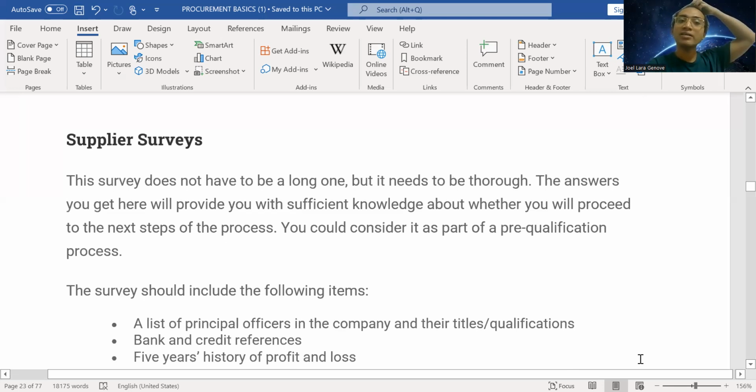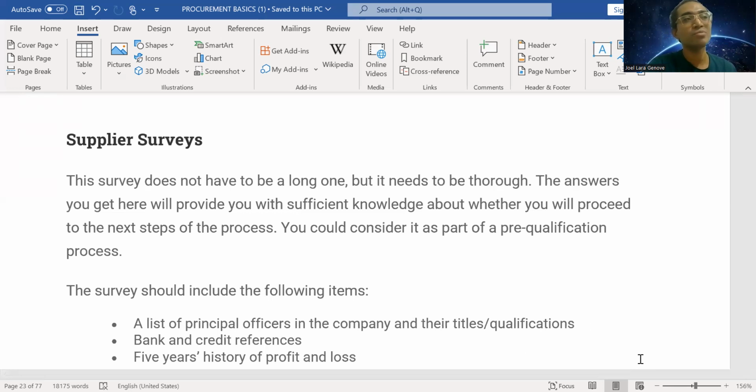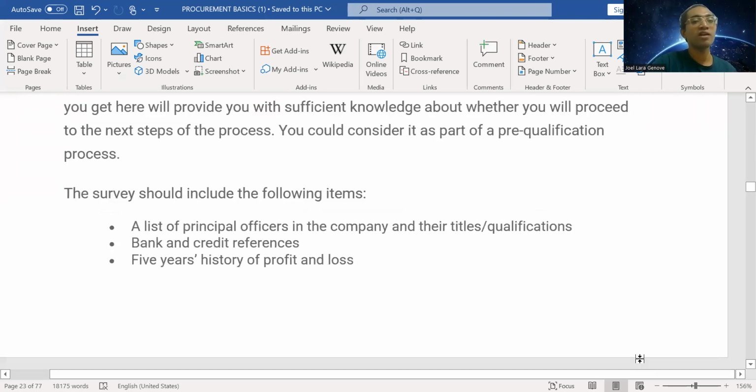Supplier surveys. This survey does not have to be a long one, but it needs to be thorough. The answers that you get here will provide you with sufficient knowledge about whether you will proceed to the next steps of the process. You could consider it as a part of the pre-qualification process. The survey should include the following items.